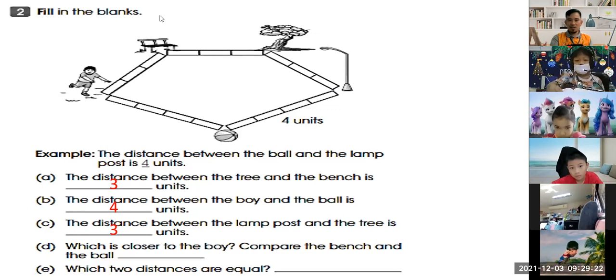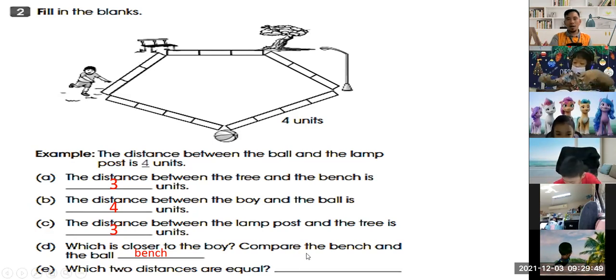Now here, which is closer to the boy? We will compare the bench and the ball. Nearest to the boy. The answer here is the bench, because it is only 3 units. Bench is closer to the boy.